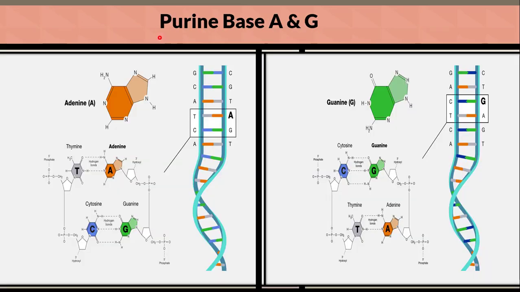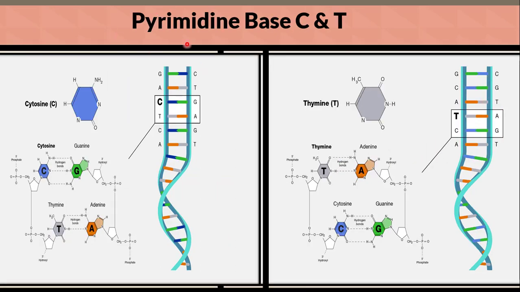The purine bases are A and G, or adenine and guanine. Here is the structure of adenine and guanine in the DNA structure. As you can see here, adenine is paired with a hydrogen bond to thymine, and guanine is paired by hydrogen bond to cytosine to form this DNA structure. Here are the pyrimidine bases C and T, cytosine, as you can see here, and thymine. And here is thymine, which is paired by hydrogen bond to adenine, and cytosine, which is paired here with guanine.